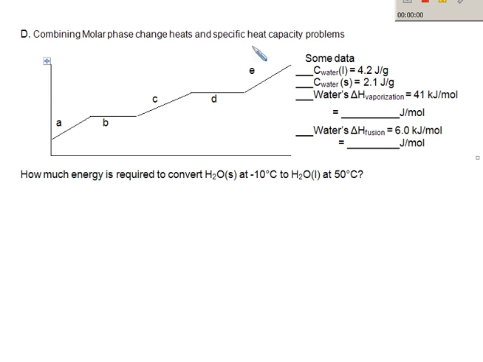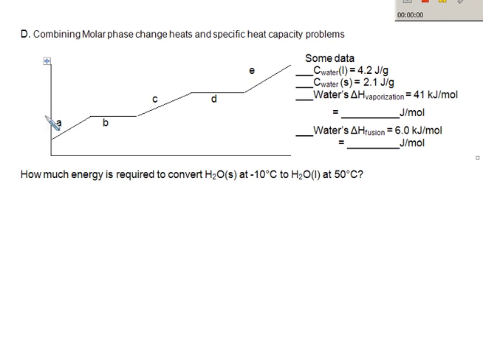This is Thermochemistry, Part 5. This is an advanced part of the molar phase change and specific heat capacity problems. It is assigned to some classes but not to others. So we're looking at combining molar phase change heats and specific heat capacity problems.